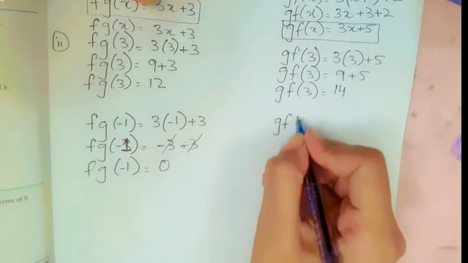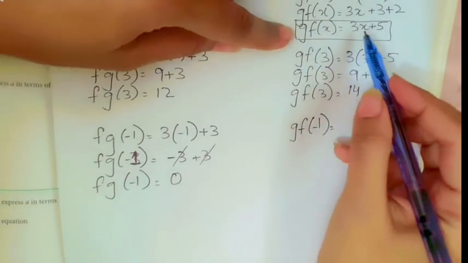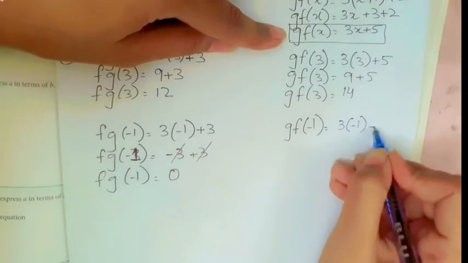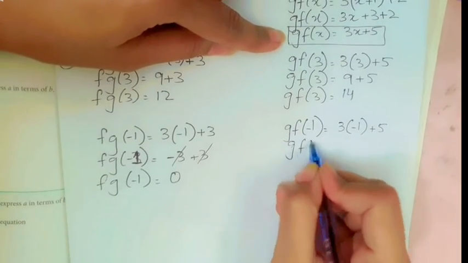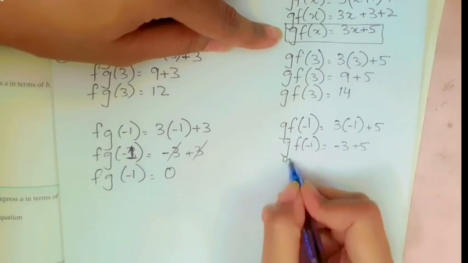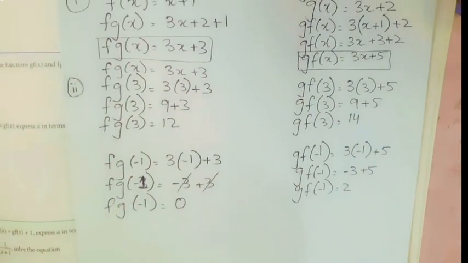And g of f(-1) is equal to, the function is, our main equation is 3x + 5. So in place of x write minus 1, plus 5. So g of f(-1) is equal to minus 3 + 5. G of f(-1) is equal to 2. So this was question number 2.